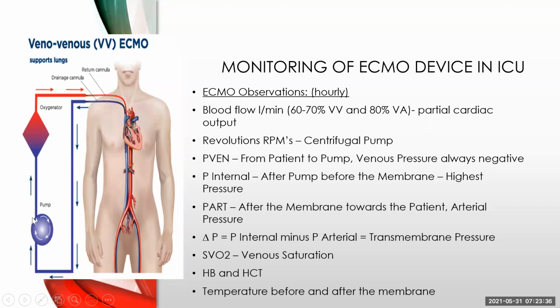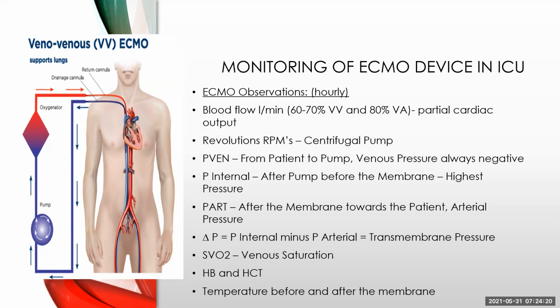Then we get to the pump. As soon as the blood reaches the pump, it becomes a positive pressure after the pump. So between the pump and the membrane, we get the P internal, and that will also be your highest pressure. So this pressure needs to be high enough to push the blood through the membrane and allow for oxygen to come in and CO2 to be removed. And then the oxygenated blood will be pushed back to the patient. And then the pressure after the membrane will be your P arterial, or your arterial pressure going back to the patient. This is going to be slightly lower than your P internal.